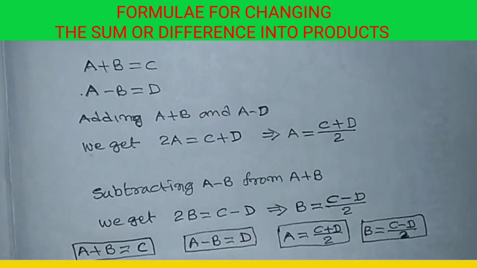A plus B is equal to C, A minus B is equal to D, A is equal to C plus D by 2, B is equal to C minus D by 2. A plus B is equal to C, A minus B is equal to D, A is equal to C plus D by 2, and B is equal to C minus D by 2. Remember this.